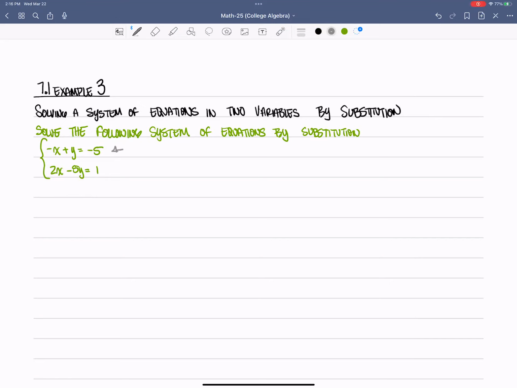So it looks like the easiest thing to solve for here is going to be y. So let's solve for y here. -x plus y equals -5. And to get y by itself, we just have to add x to both sides. We have the equation y is equal to x minus 5. So we have that. That's our first equation. We'll call this one equation 1, and we'll call this one equation 2.